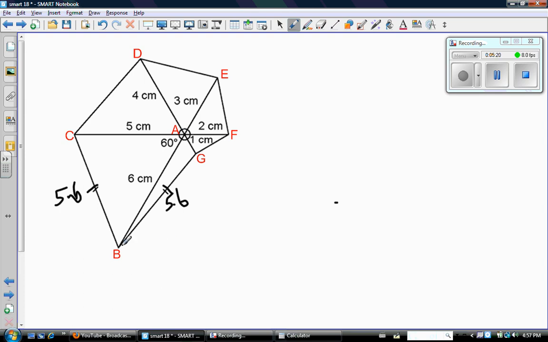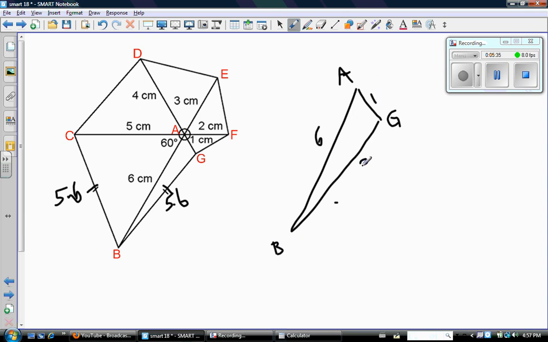So have a look now at triangle AGB. Let me try to copy AGB over here: A, G, and B. I know that this is 1, and this is 6, and this is 5.6. What am I going to do with that information? Because I have all 3 side lengths, I could find any angle I want. So let's look and see which angles might be useful.